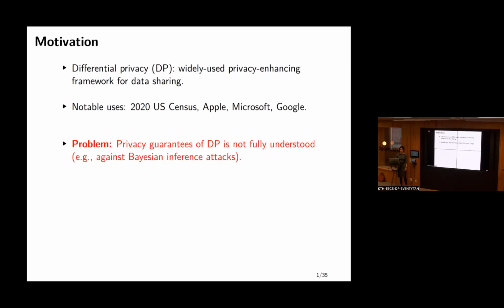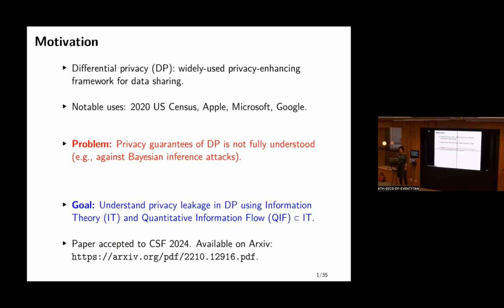So why we are here is that despite the widespread use of differential privacy, some of its properties, especially when it comes to Bayesian inference attacks, are not very well known. So what we are going to do in this talk is understand some aspects of differential privacy using tools from information theory and quantitative information flow, which is a subset of information theory.